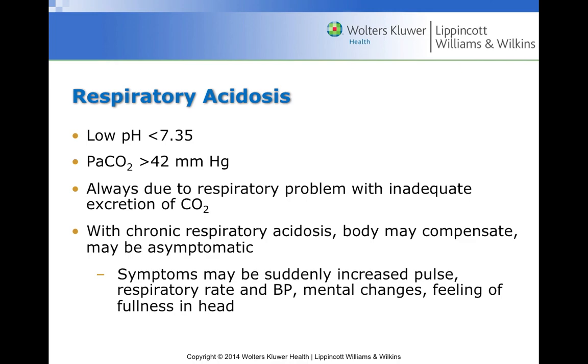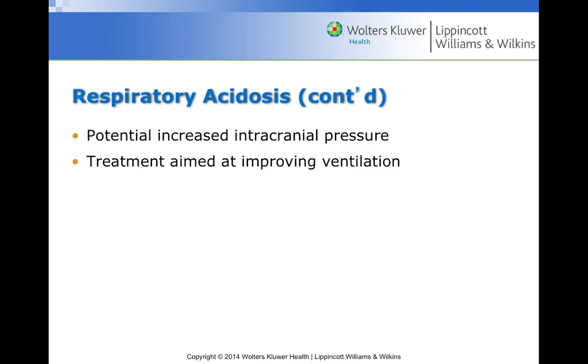Hyperkalemia may result as the hydrogen concentration overwhelms the compensatory mechanisms of hydrogen, and hydrogen will move into the cell, causing a shift of the potassium out of the cell. And if it is chronic, the body may try to compensate, and we will talk a little bit about compensation shortly. Again, a little more information on respiratory acidosis, and of course your treatment is aimed at improving that ventilation.